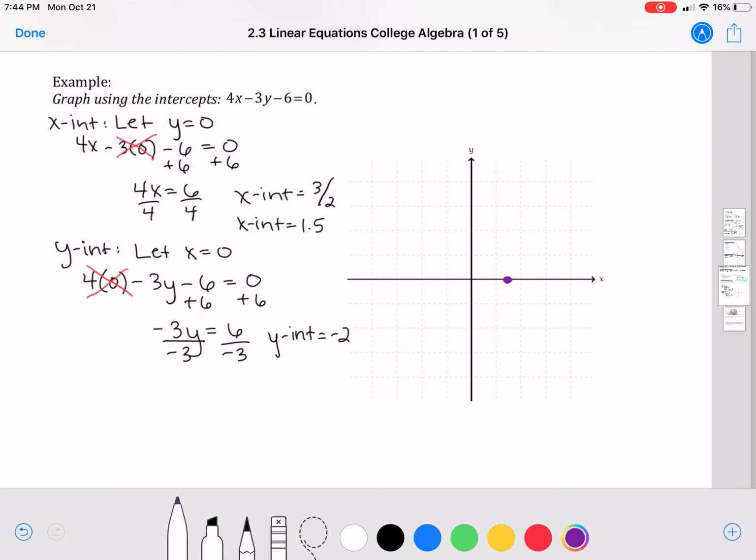So if we're graphing that, we're going to go down 2 on our y-axis, put our point, and then we can connect our dots with our straight line. A lot of times finding our intercepts is a lot faster than having to actually get into slope-intercept form, especially since we're letting y equal 0 and x equal 0, and it eliminates those terms.